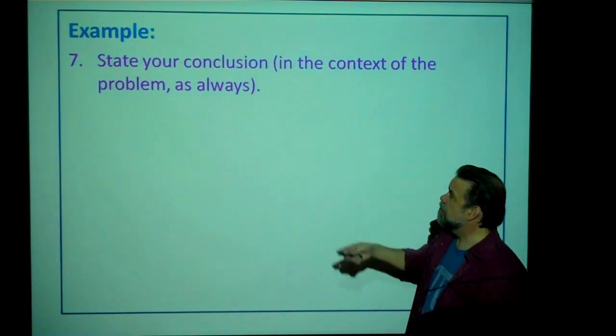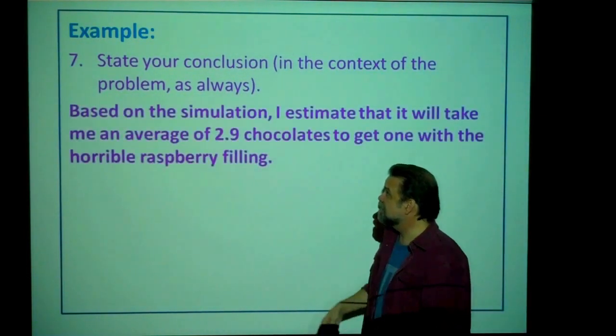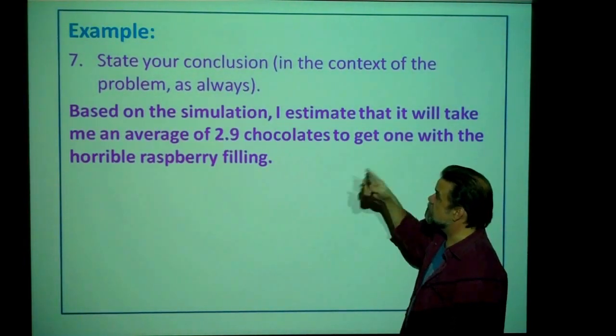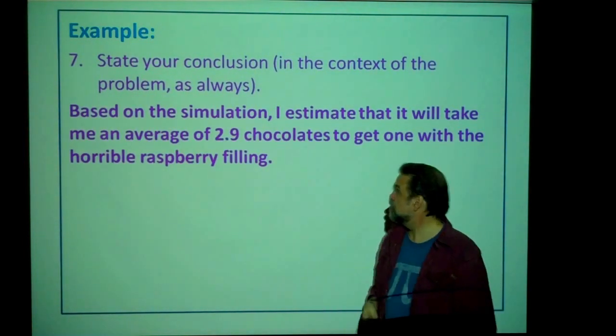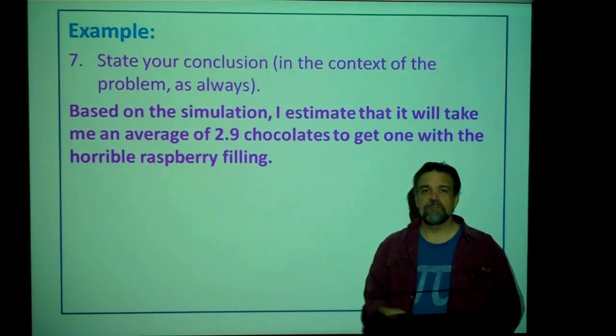And so how would I conclude this? How would I explain this to my English teacher? I'd say, well, based on the simulation, I estimate that it will take me an average of 2.9 chocolates to get one with the horrible raspberry filling. That's my final conclusion to doing this simulation.